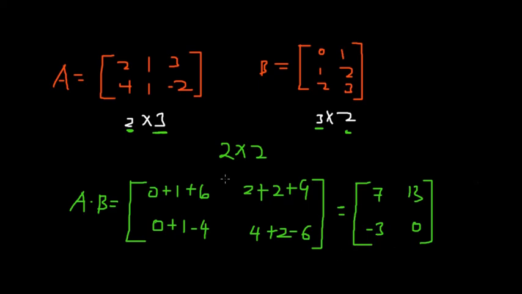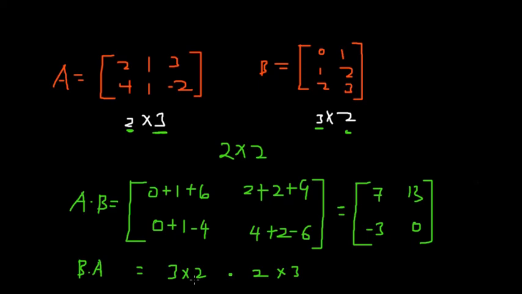Right, so you can do the reverse to check whether you can multiply B times A, okay? So let's check whether you can multiply B times A. For B times A, we have a 3 by 2 matrix, and then a 2 by 3 matrix. So from here you can notice that, yes, it's true, we can multiply B by A, okay?